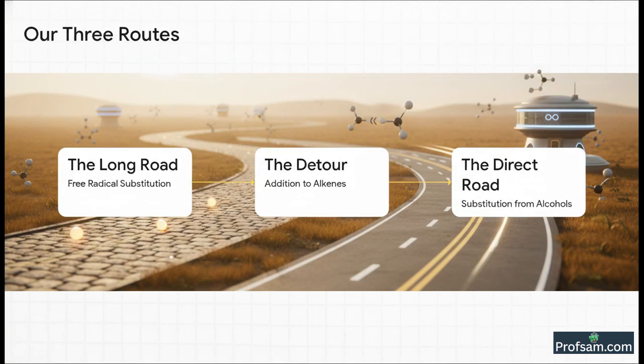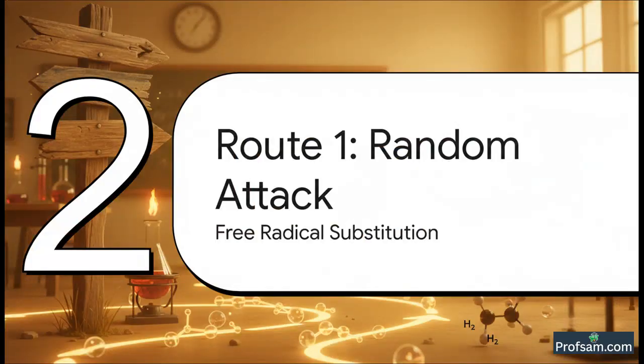Now, to make all of this really stick in your mind, let's think of it like a journey. We have to reach our destination, which is the haloalkane, and we have 3 main roads we can take. The first one is the long road, which is free radical substitution. The second is a detour, using addition to alkenes. And the third is the direct road, which is substitution from alcohols. Each road is very different. Okay, let's hit the road. We'll start with our first path.